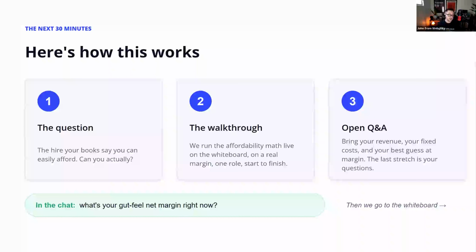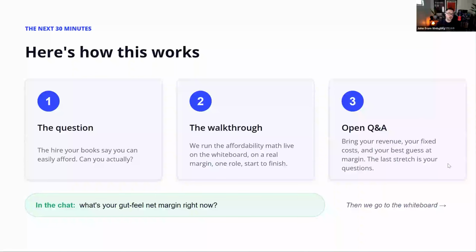The question for today is, is the hire your books might say you can easily afford something you can actually afford? If you have the number in your head, show of hands or in the chat, keep in mind what your gut feel margin is right now. Do you have your margin on hand? Do you know what it is? Do you have an idea of what it is? Feel free to drop it in the chat, or just keep it in the back of your mind as we go through this exercise.